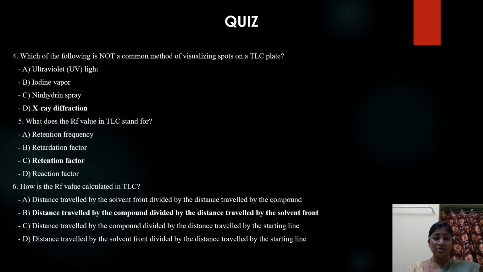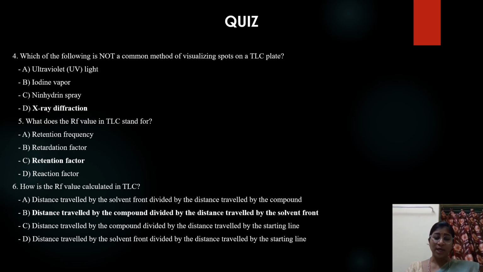Which of the following is not a common method of visualizing spots on a TLC plate? UV? No, we use UV. Iodine vapor? Yes, of course we use iodine vapor. Ninhydrin spray? Yes, we are using ninhydrin spray. Then the other one is X-ray diffraction. So the answer is X-ray diffraction. X-ray diffraction is not a common method of visualizing spots on TLC plates.